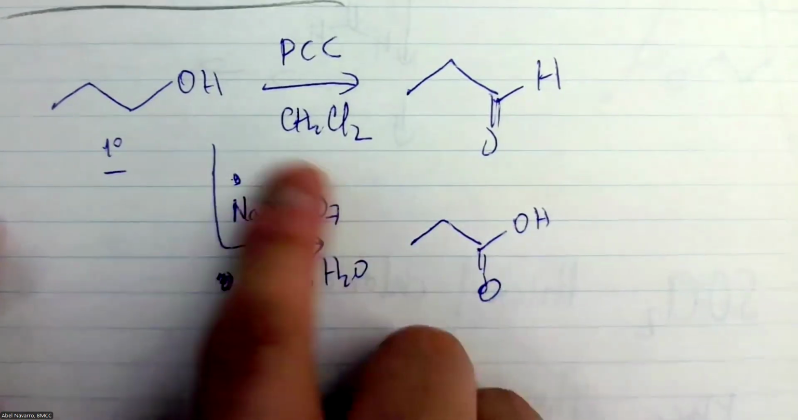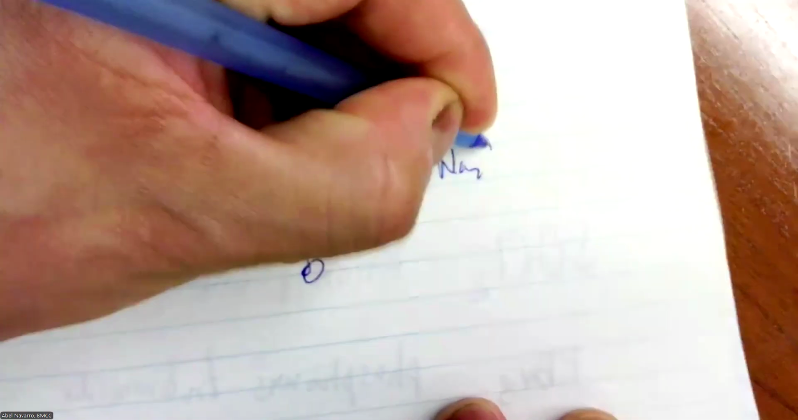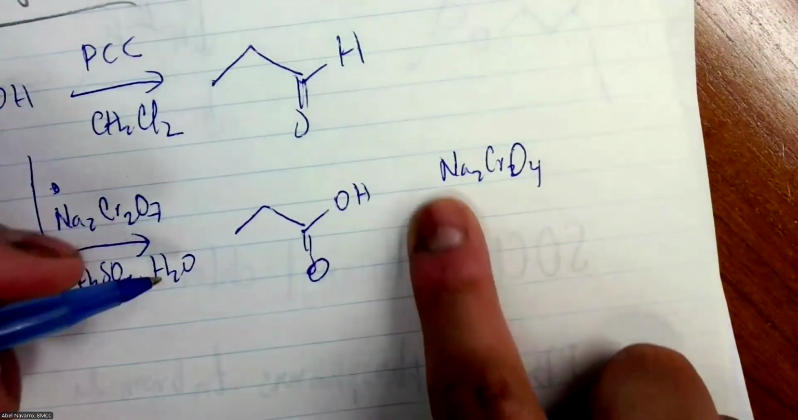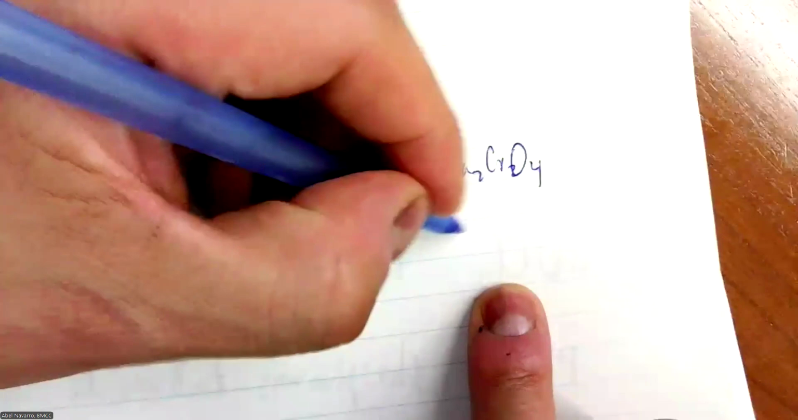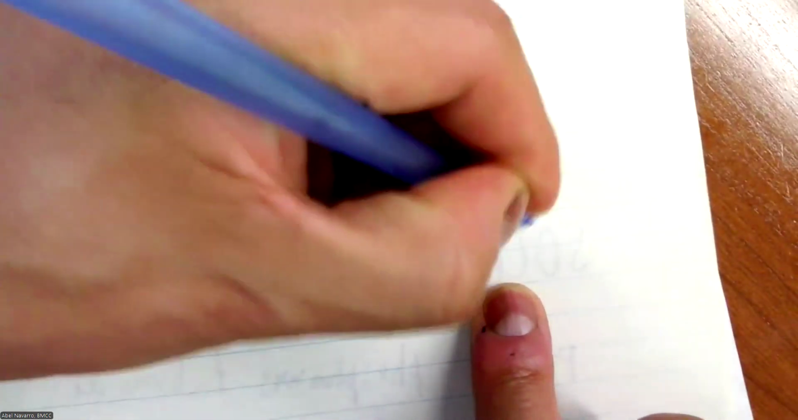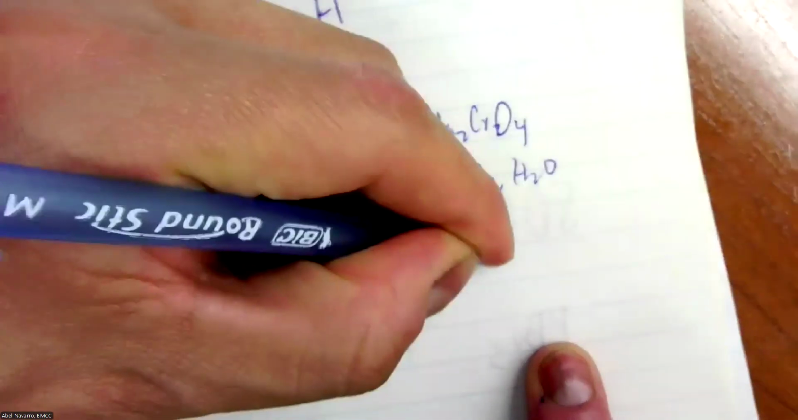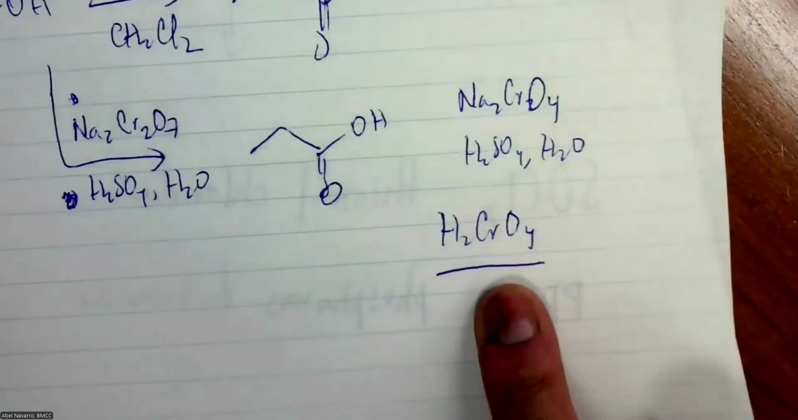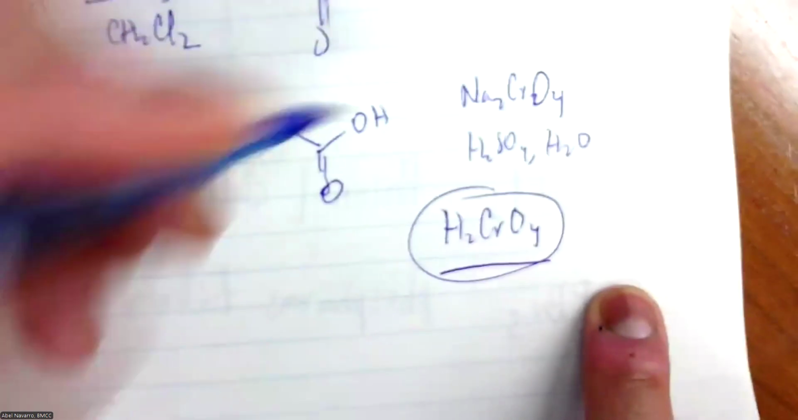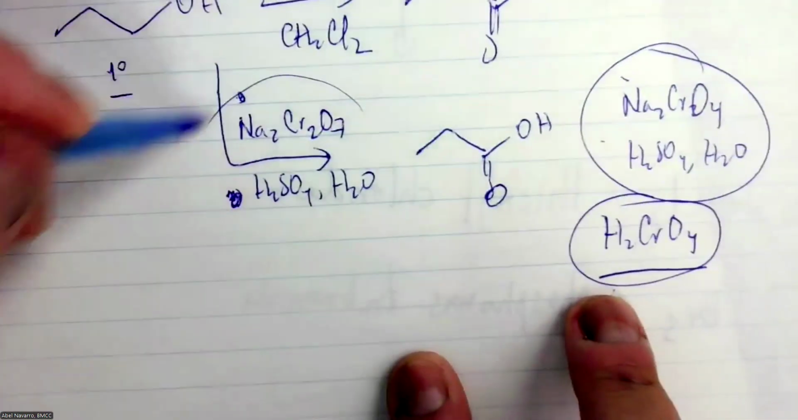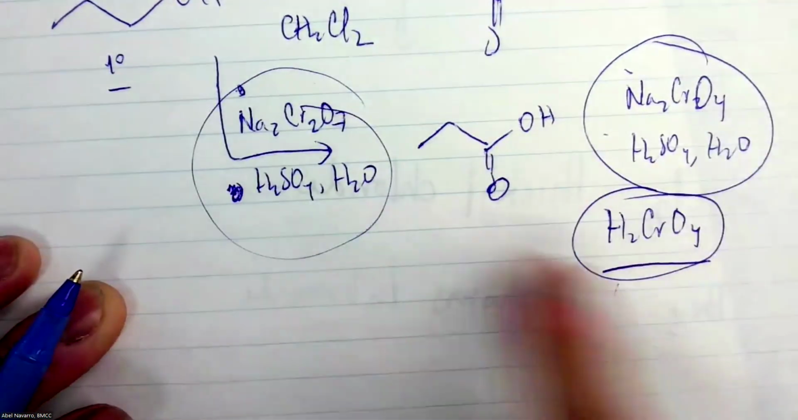Okay, so another option instead of sodium dichromate is sodium chromate, Na2CrO4, also in sulfuric acid and water. Or you can just say H2CrO4. That's chromic acid. Or this, or this, or this. These three things are equivalent.